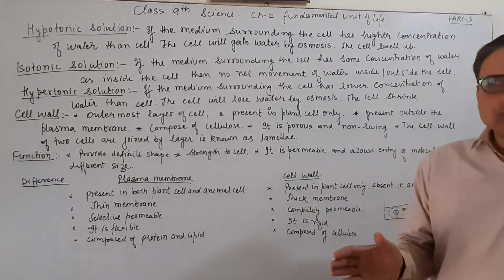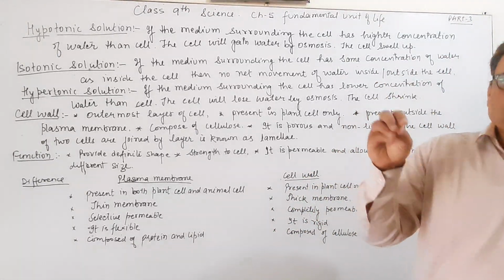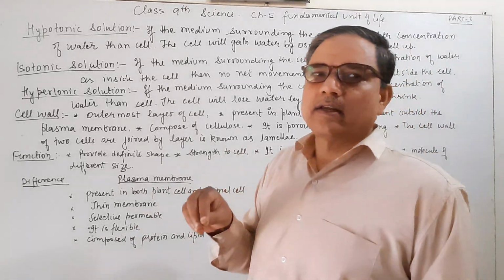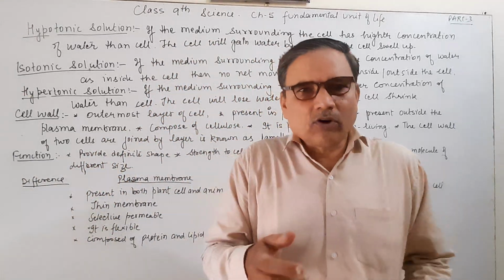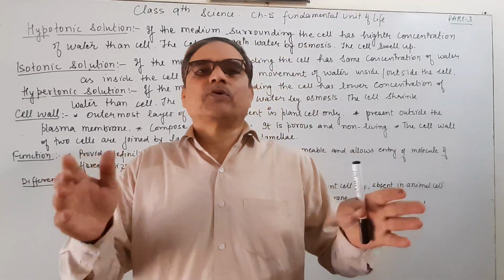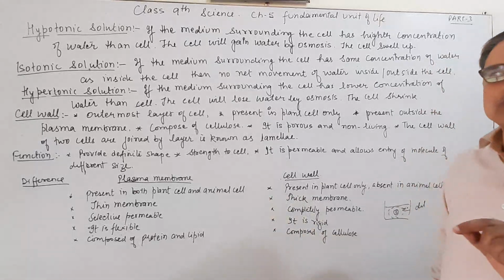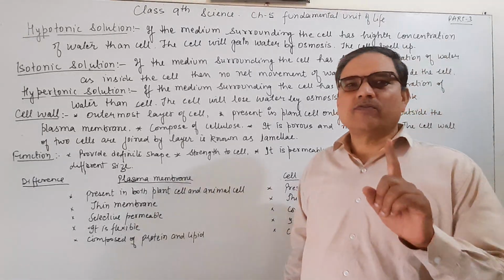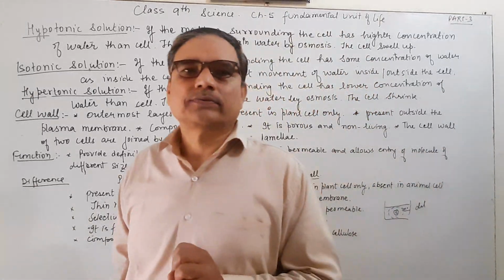Water moves from outside, meaning surrounding the cell, to inside the cell. It means the cell will gain water. If the cell gains water, it will swell up. The water is gained only by the process of osmosis. This solution is known as a hypotonic solution. In a hypotonic solution, the cell will always swell up, due to the gain of water.